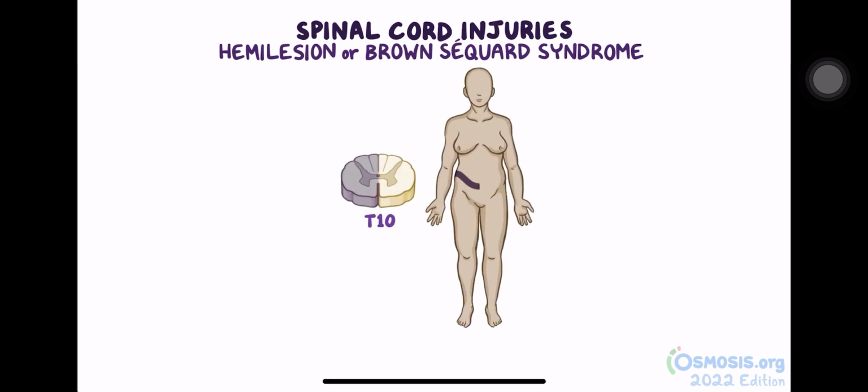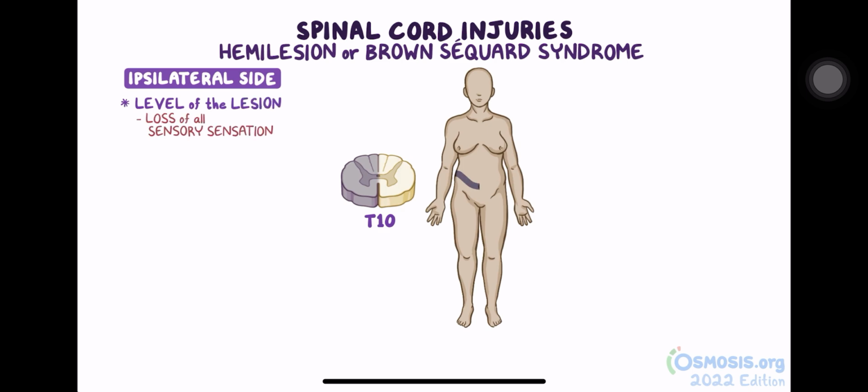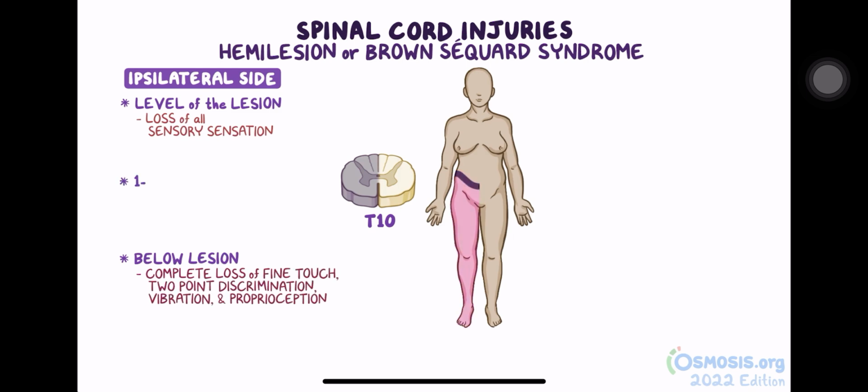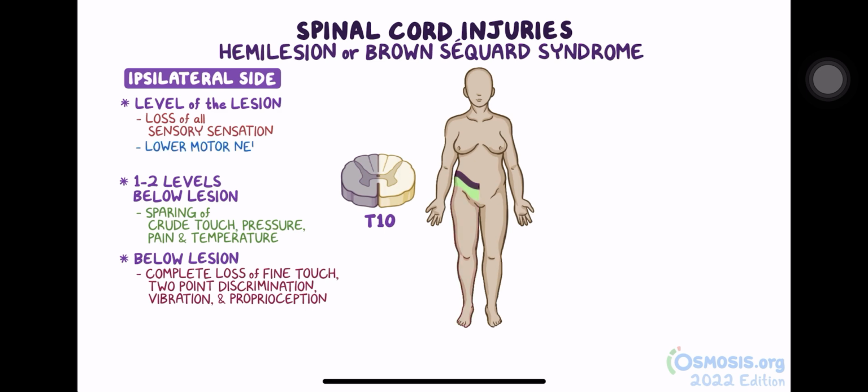To sum up, during a hemisection, on the ipsilateral side of the lesion, there will be 1. At the level of the lesion, loss of all sensory sensation. 2. Below the lesion, complete loss of fine touch, two-point discrimination, vibration, and proprioception, where 1 to 2 levels starting below the lesion, there is complete sparing of crude touch, pressure, pain, and temperature. 3. There will be lower motor neuron signs, such as flaccid paralysis at the level of the lesion. 4. Upper motor neuron signs below the level of the lesion.